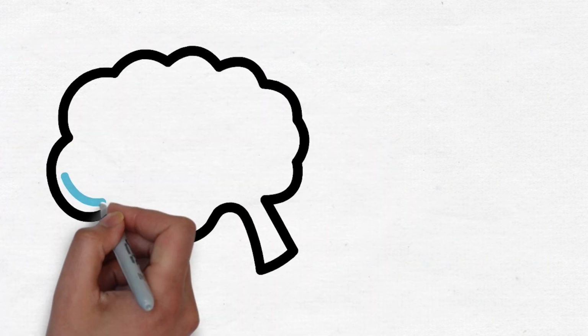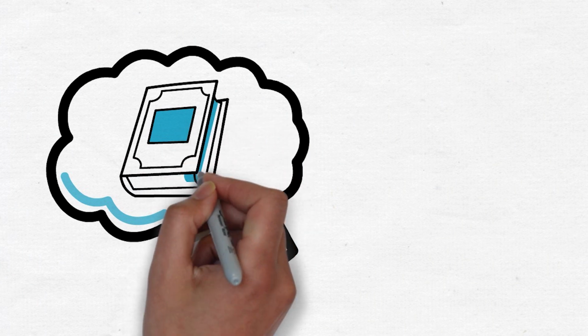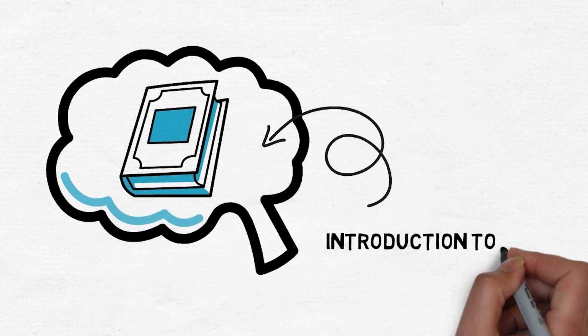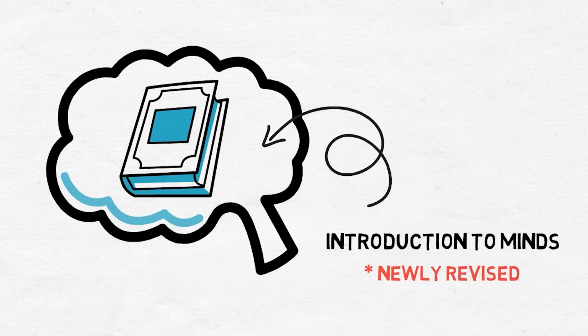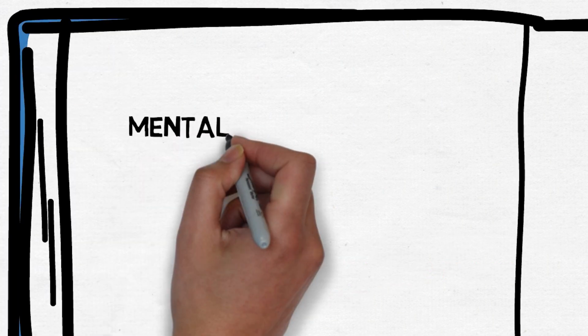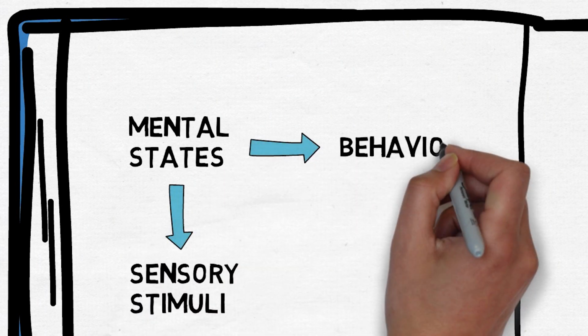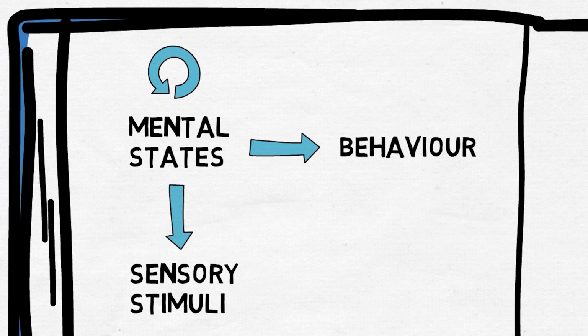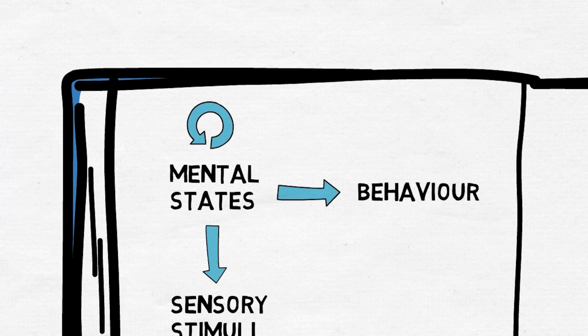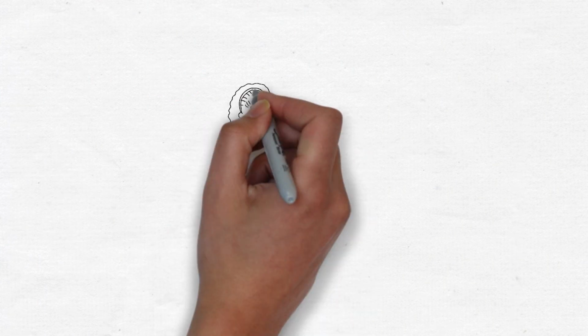Theory theorists argue that we mind read by drawing on a tested body of information about the mind. In other words, a theory of mind, like our textbook. This theory of mind contains information about how mental states are connected to sensory stimuli, observable behavior, and other mental states. This is how mind reading works according to theory theory.